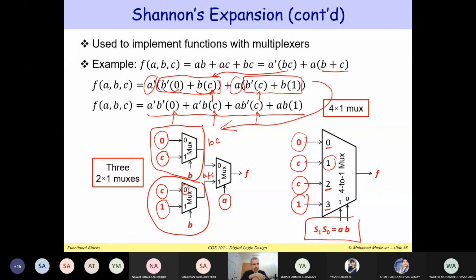If you use the truth table method, you can look at the truth table of this function, and you will see that the inputs will be 0, C, C, and 1, also from the truth table method, if you would like to use a 4-to-1 multiplexer. So this is really the idea of Shannon expansion. Do you have any questions about this?